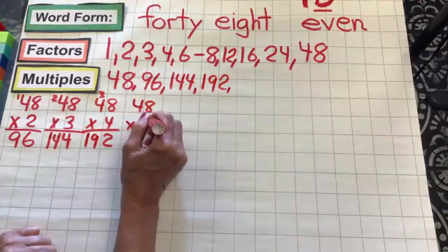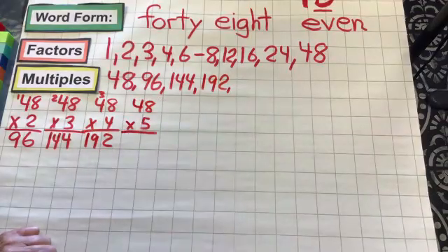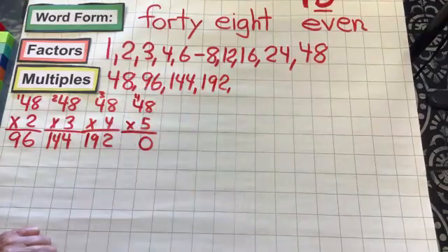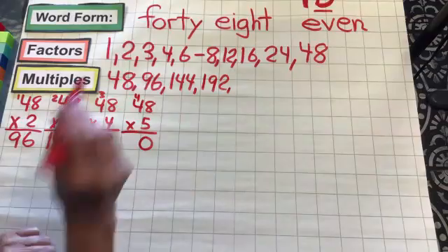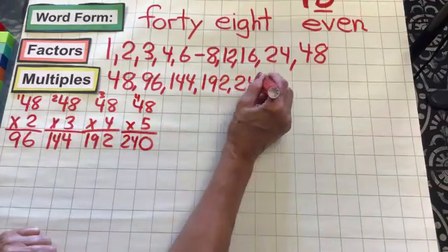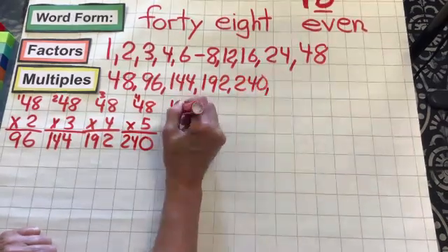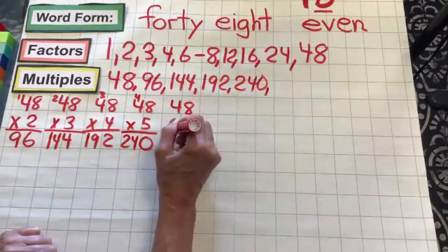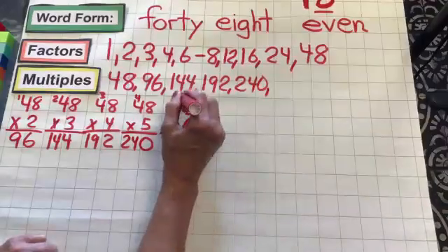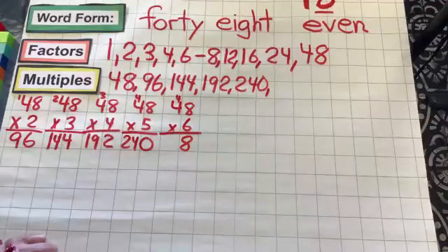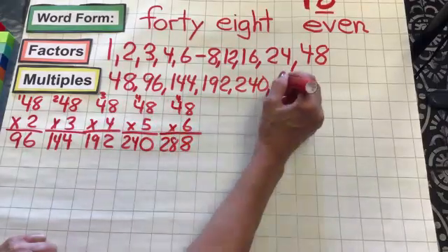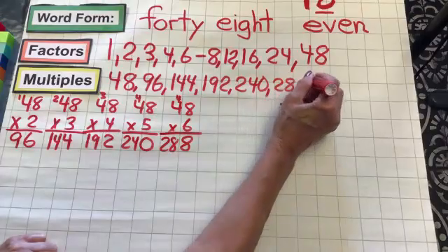5 48s. 5 times 8 is 40. Drop the 0, carry the 4. 5 times 4 is 20, plus 4 is 24. 240. Let's do 6 48s. 6 times 8 is 48. Drop the 8, carry the 4. 6 times 4 is 24, plus 4 is 28. So that would be 288.